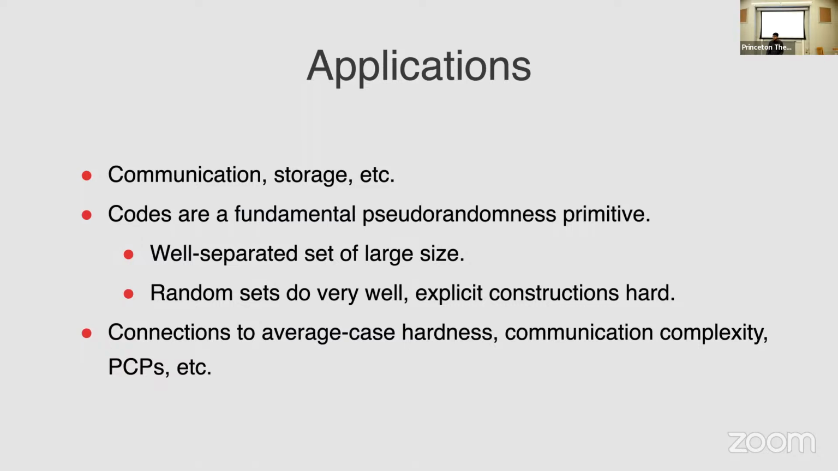And codes by now are ubiquitous in theoretical computer science. There are connections to average case hardness, communication complexity, PCPs, etc. And in particular, for these applications to pseudo-randomness and average case hardness and complexity theory, it's really important that we have codes that can correct a large fraction of errors. So let's see how large we can make this fraction of errors.